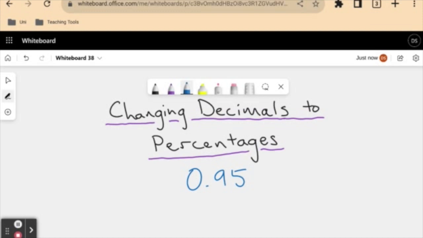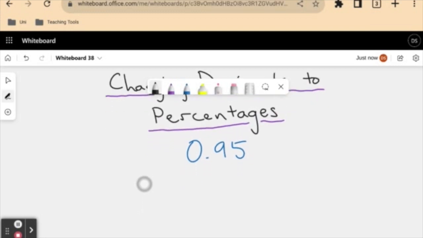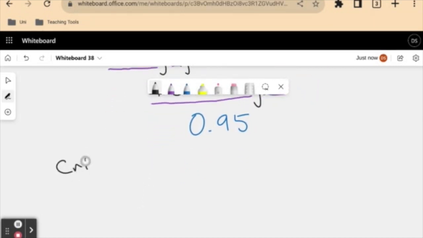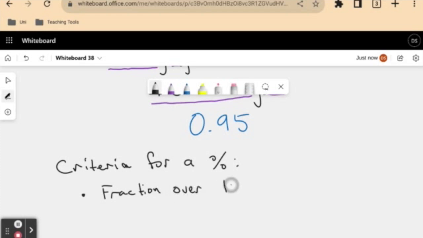So this is 0.95. Now, before we even move on, I'm going to quickly write, and you'll see why in a minute, my criteria for a percentage. So just writing some things that we need in order to have a percentage. One right off the bat is that we need some fraction over 100, where 100 is our denominator. All right, that's one bit of criteria.